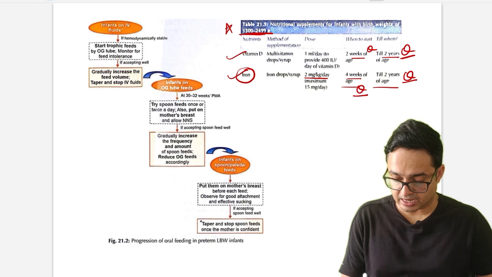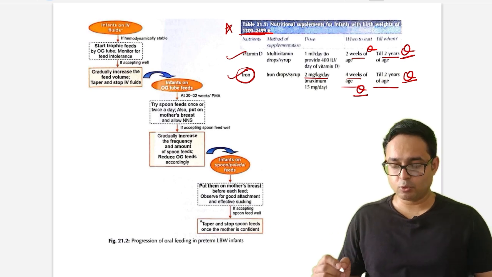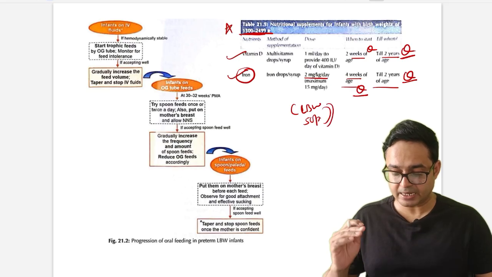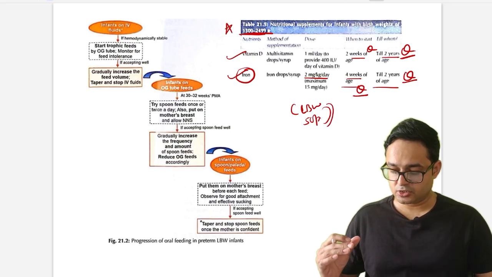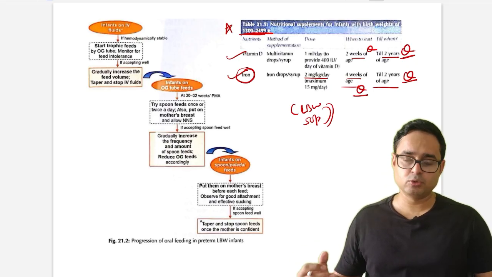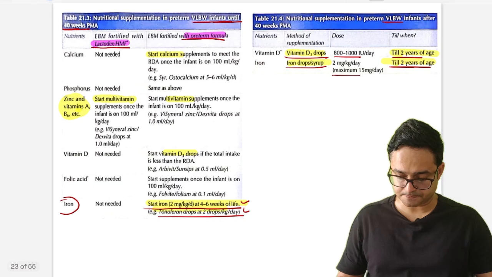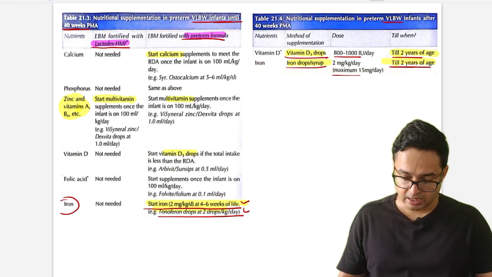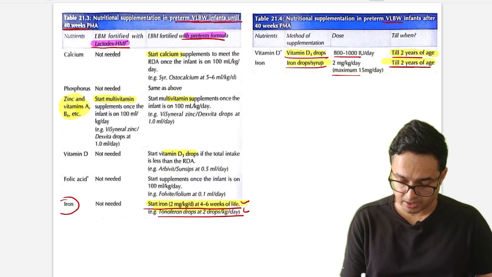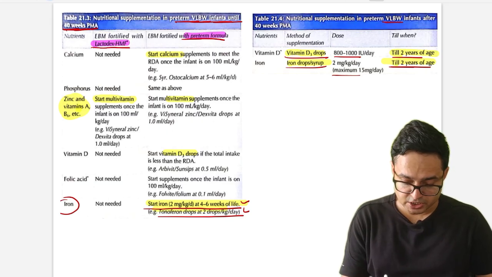So this is again very much important. LBW supplementation guidelines. Vitamin D and iron should be started. Just remember, at 2 weeks and 4 weeks of age, and till 2 years respectively. Okay, going forward to nutrition supplementation in preterm and VLBW infants, till 40 weeks of gestation.